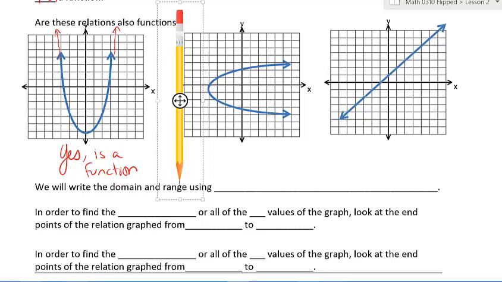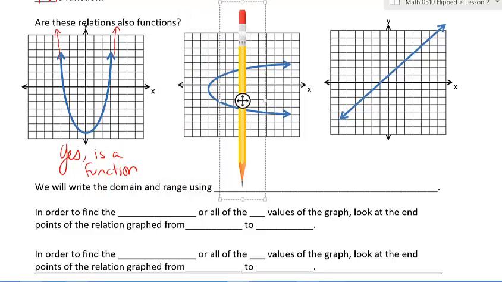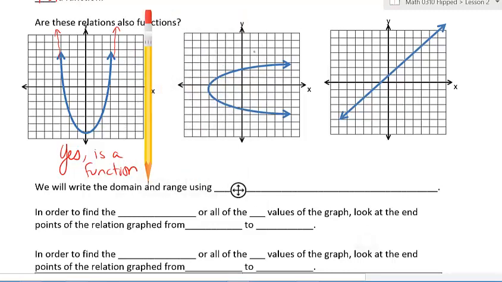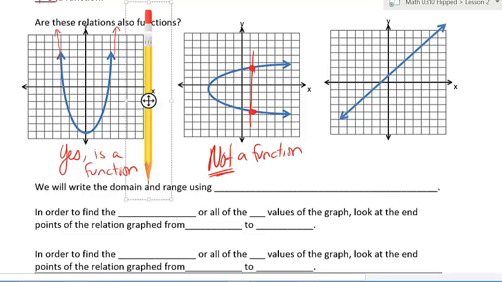Now drag your pencil over. This is a problem here. Look at this. This one x is trying to date this y up here in the blue and this y down here. That's not okay. So I'm just going to go ahead and draw a line here. This x is trying to date that y and that y at the same time. This is not a function. Not okay?